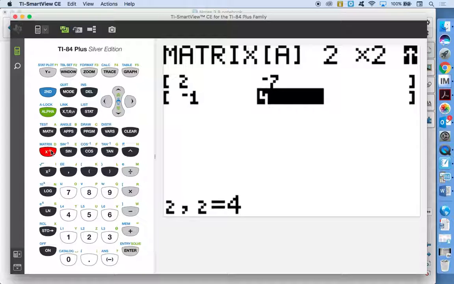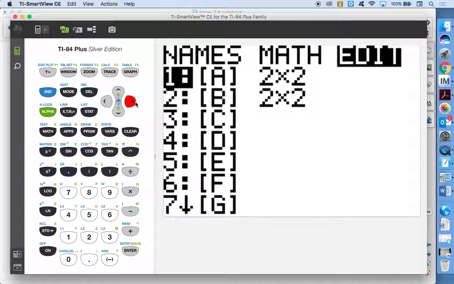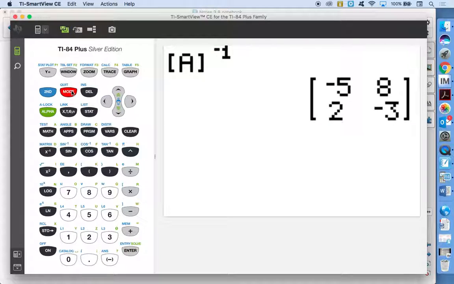Then I need to go back to the matrix a second time, go over to edit, but we want matrix B, so you need to arrow down to matrix B because it's a different matrix. And enter the numbers -21, 3, 12, and -2 in for matrix B. So I now have 2 matrices entered into the calculator. We're going to hit second quit, clear out the screen.